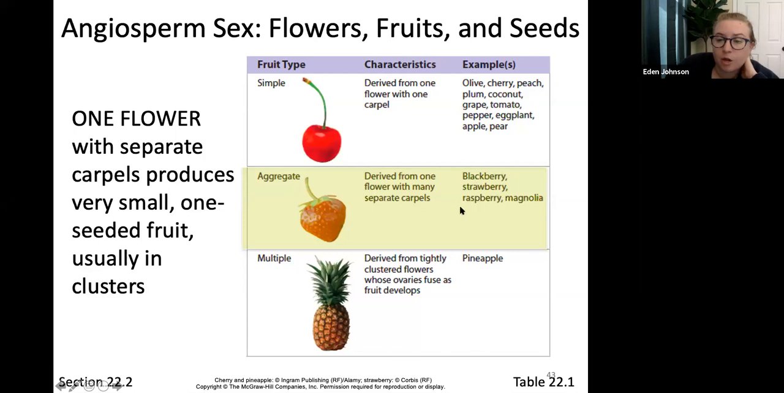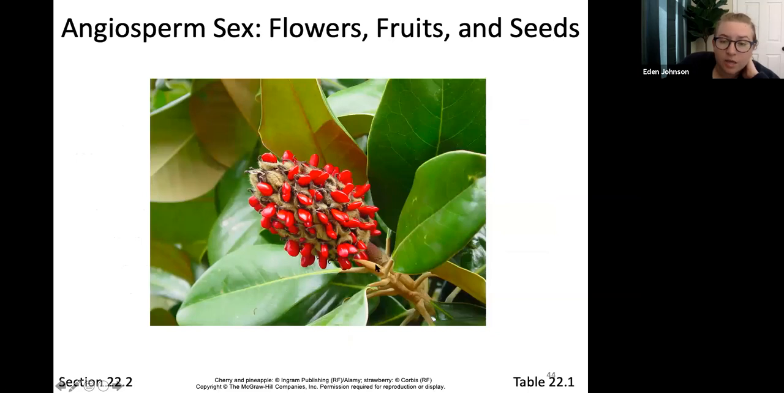Examples are blackberries, strawberries, raspberries, and magnolias. All right, so here you've got a magnolia. You had one flower, right? One magnolia flower that had many carpels. And when all of them are fertilized, you get these big, gigantic red seeds. And then each of those will go away, potentially make a new magnolia tree, each with one flower, many carpels.